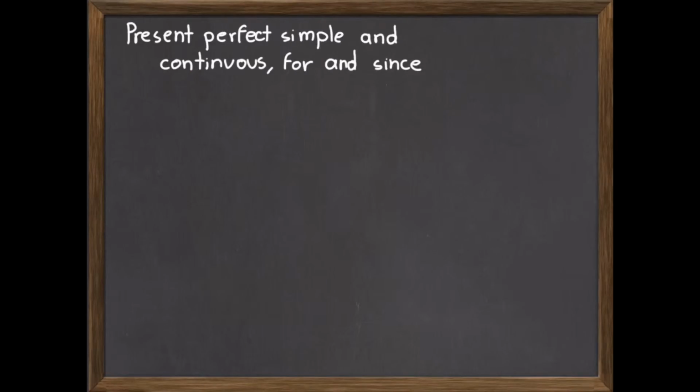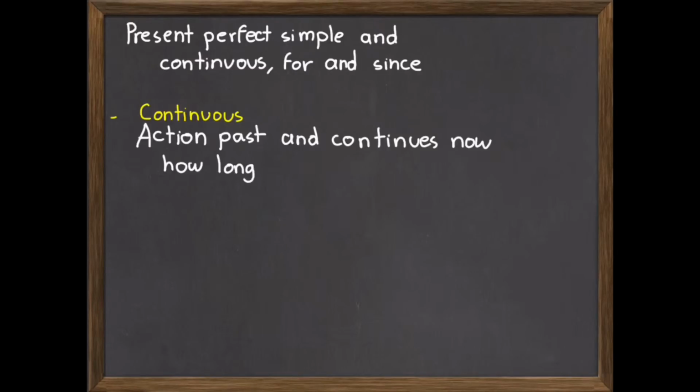Now, let's look at present perfect simple and continuous and the words for and since when we use them with these forms, with these tenses. Let's start with the present perfect continuous. We use the present perfect continuous to describe an action that happened in the past and still continues now when we want to emphasize how long it has happened for.